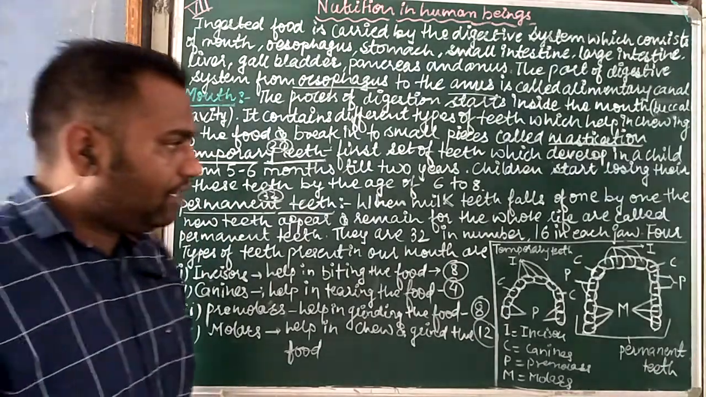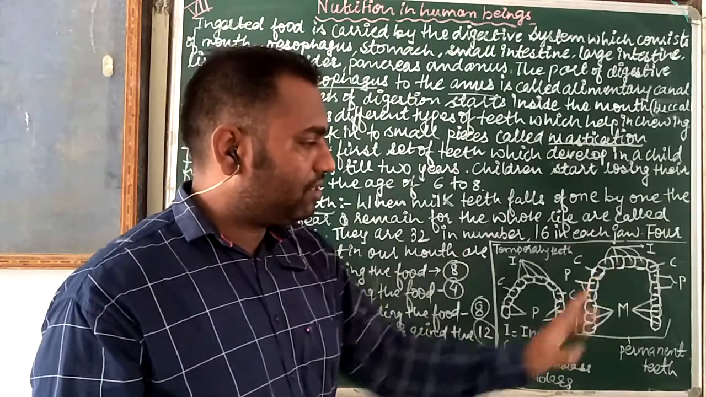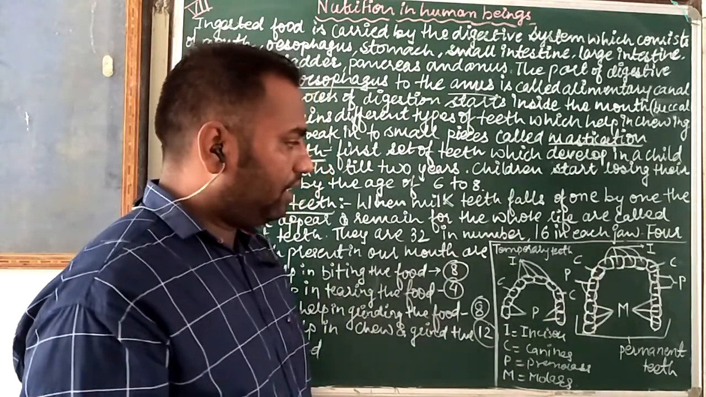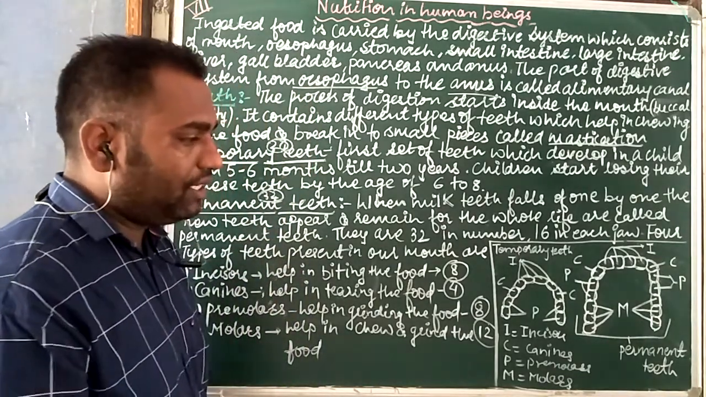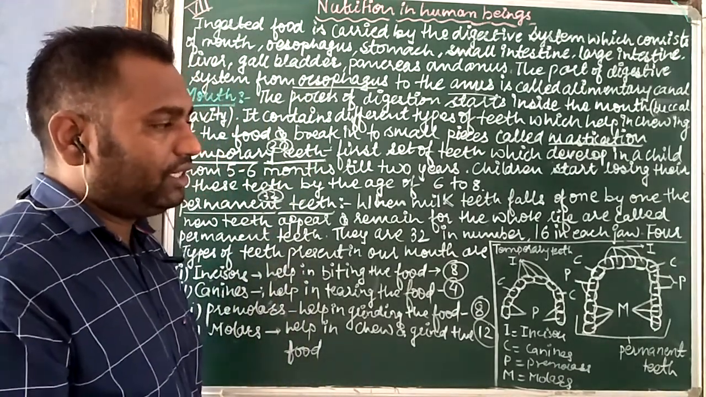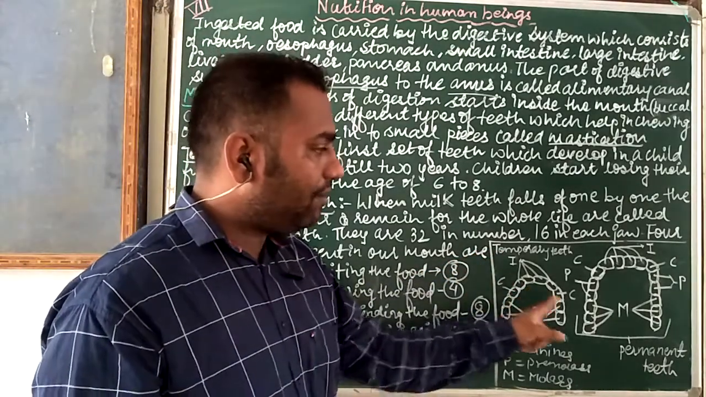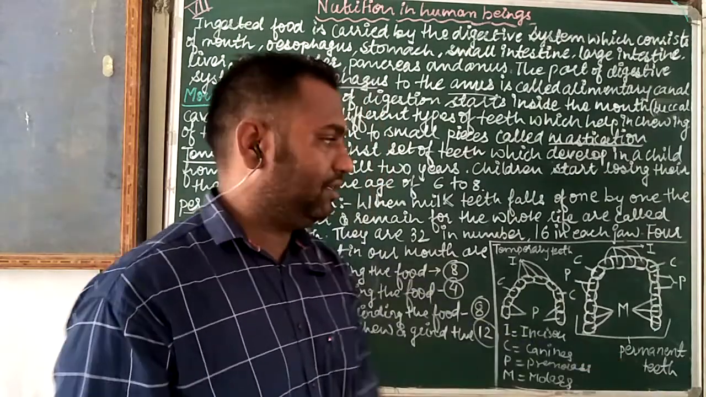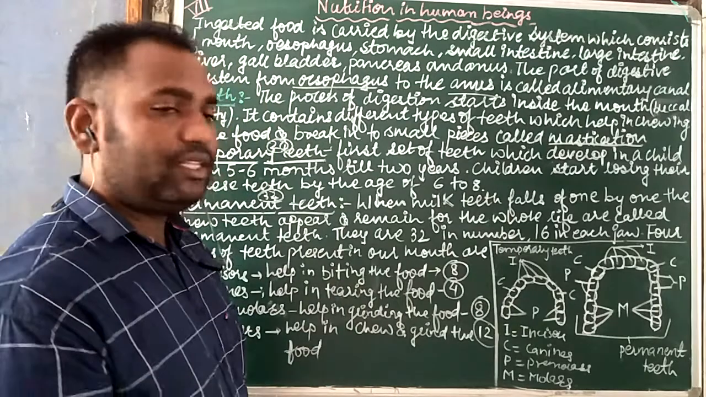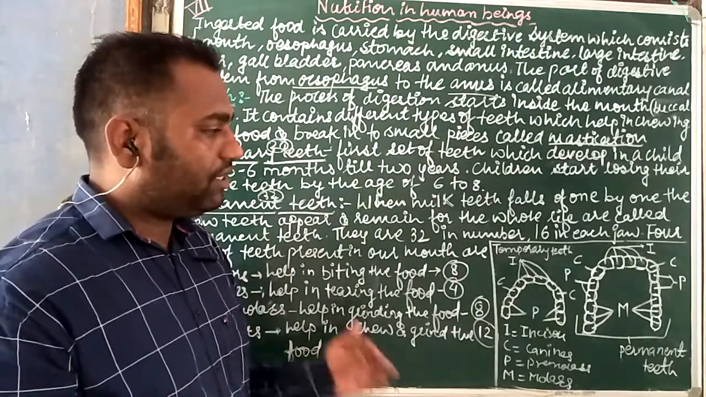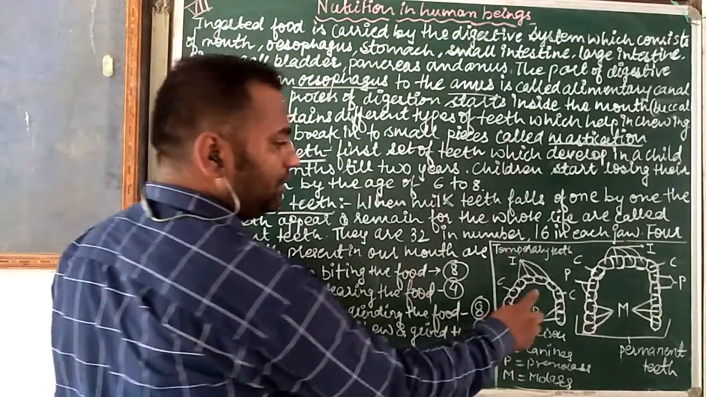Okay, so now we can see with the help of this diagram the shape of these teeth. You can easily see what the number is and which teeth are present. This is the diagram for temporary teeth, and this diagram is for permanent teeth. So first I will explain the establishment of teeth in our mouth. So these are the temporary teeth.